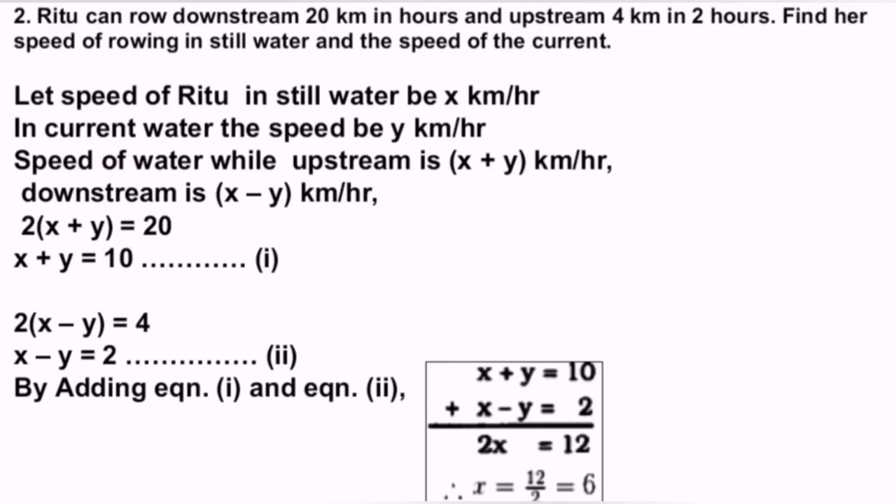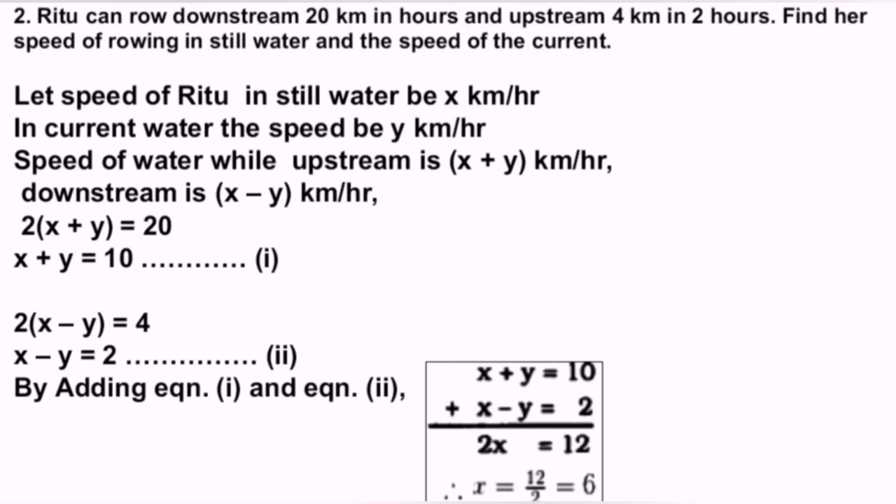These are the word problems of the chapter. Let the speed of Ritu in still water be x and the speed of the current be y. Then the speed in upstream will be x minus y km/h and downstream will be x plus y km/h. Again with the conditions we are forming the equations, which will be given as 1 and 2.